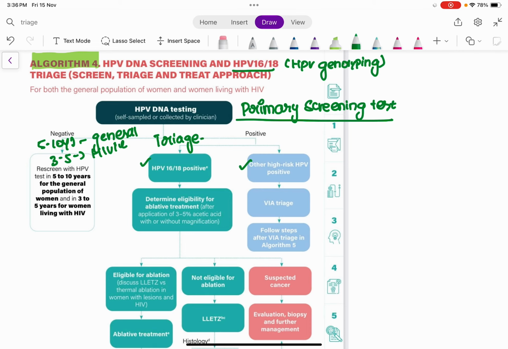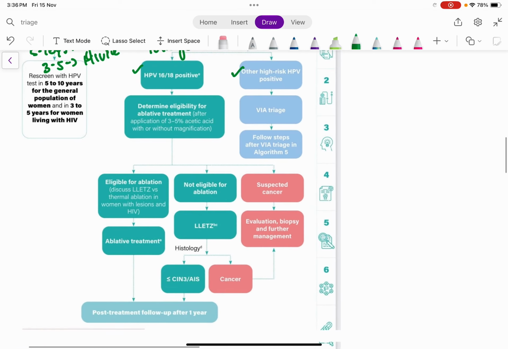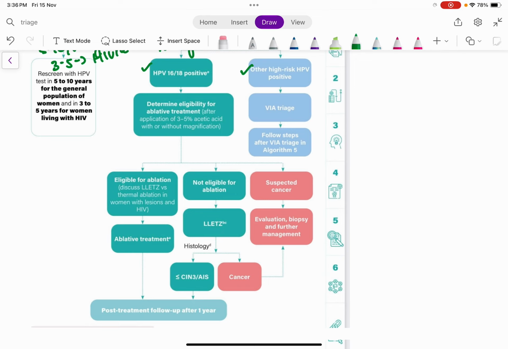But if the report comes out to be HPV 16 and 18 positive, now you have done the primary screening test and it is positive, and the TRIAGE test, that is the HPV genotyping, HPV 16 and 18, is also positive. Now you have to do the treatment based on the report of the primary and the TRIAGE test. So you have to consider the indications for ablative treatment being present in that patient. If the indications for ablative treatment are met, you go for the ablative treatment, such as cryoablation.